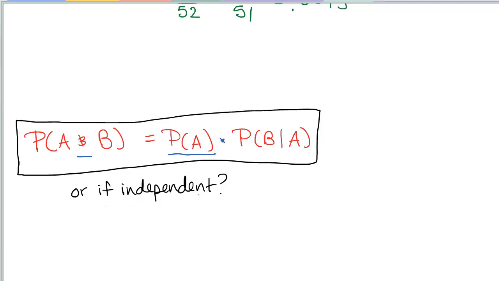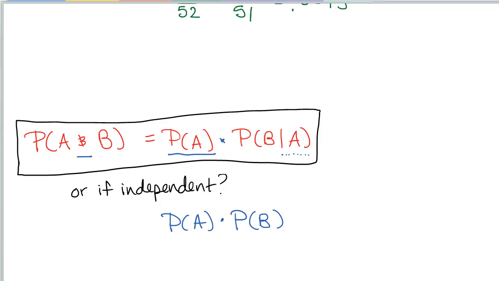Now, if these events are independent, then that means when we go to do the probability of B given A, the A part doesn't really matter, and so we would end up just getting the probability of B. So for independent events like we saw at the beginning of the video, this is all we have to do. But just keep in mind that whatever that first event is, if it affects the probability of the second, we have to take that into consideration.